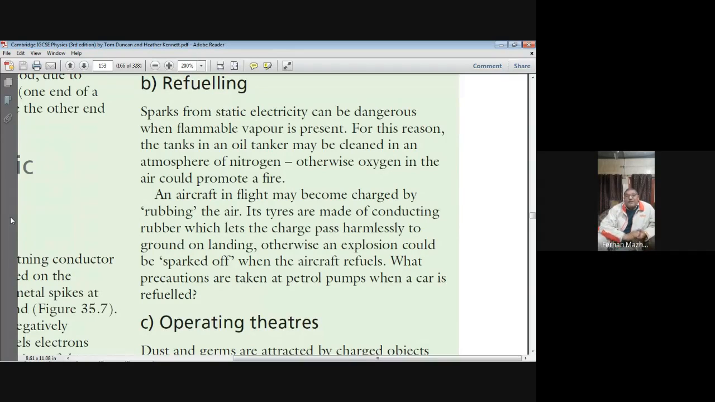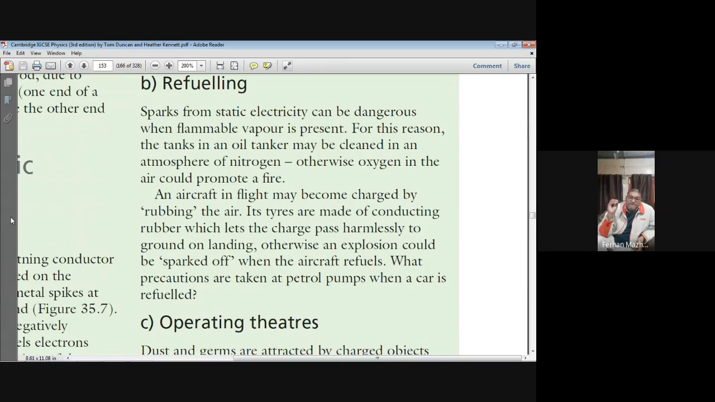So what will happen when the boy who is filling your car touches the fuel tank of your car, and both bodies are charged? What will happen when charged bodies meet each other? Sparks take place. Whenever two charged bodies meet each other, sparks will be created.